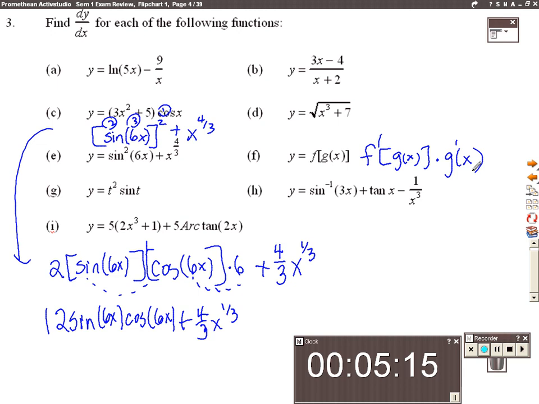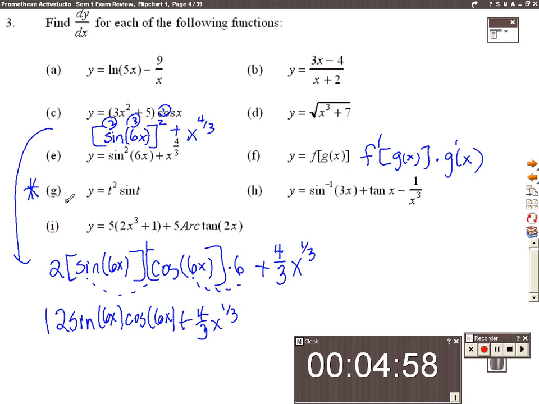Letter G, I have product rule. So be careful in letter G. This is one that students often overlook, the product rule, because it looks like one term, and it is one term, but it is a product, and oftentimes students don't see it because there are no grouping symbols or anything.